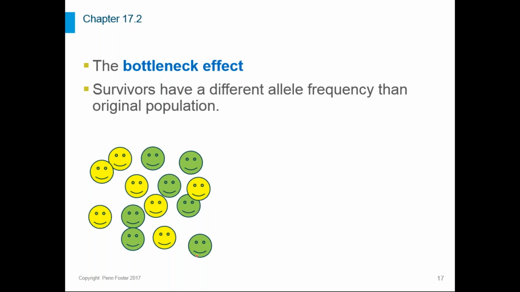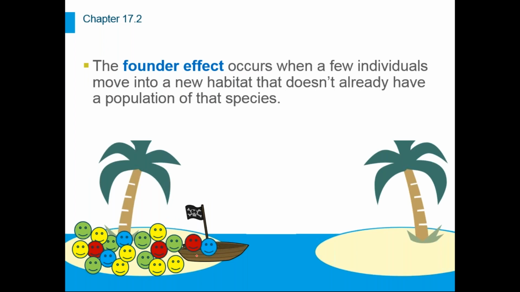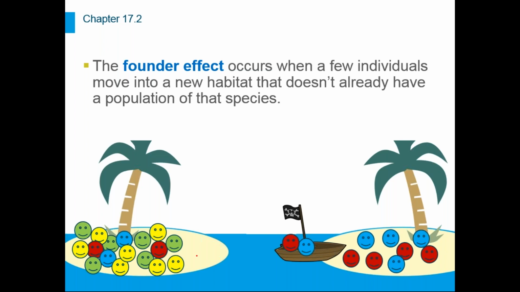The populations will be rebuilt from those individuals that happen to survive, and they will have different traits and much less genetic diversity than the original population. Pretty similar is the founder effect. The founder effect occurs when a few individuals move into a new habitat that doesn't already have a population of that species, and then the new population in that area will be built from those individuals, which may have a different set of alleles than the original population's gene pool. This effect has been seen clearly when small groups of organisms wind up on an isolated island, but it can also happen in less drastic circumstances.